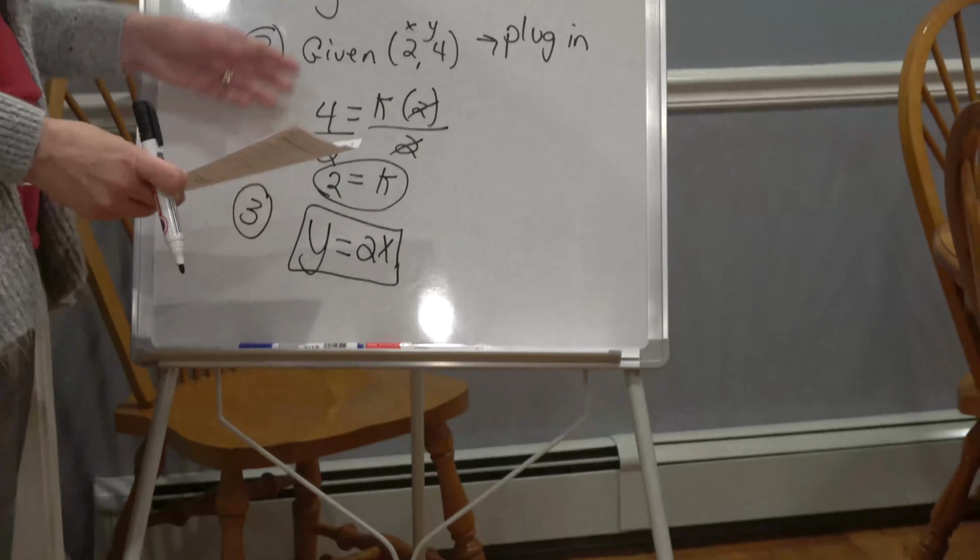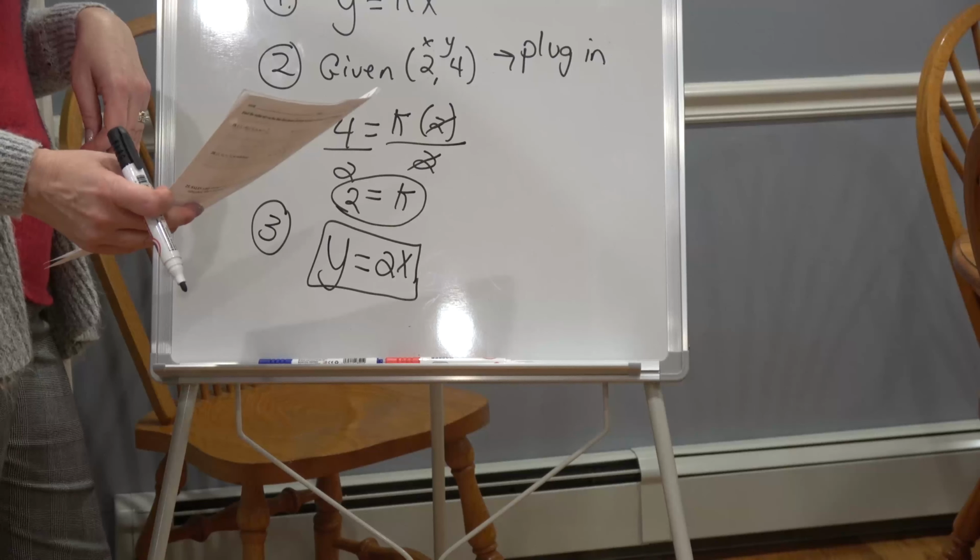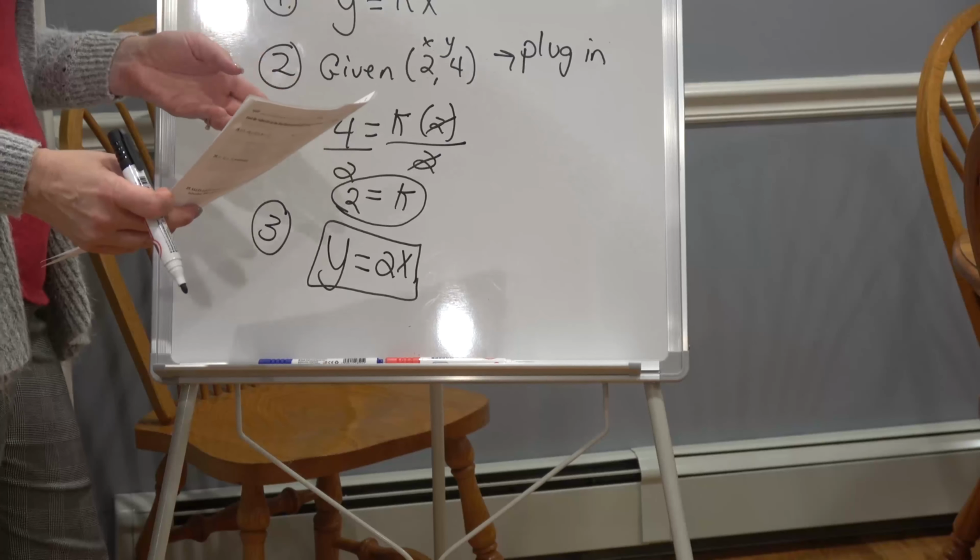So that was the first half of what they wanted me to do. And now it says then solve. So in number 4, it says find y when x equals 16. So now I'm going to find y. What's y when x equals 16? What I need to do now is use my equation. I know y equals 2x, so I can plug in 16 to get y equals 32.